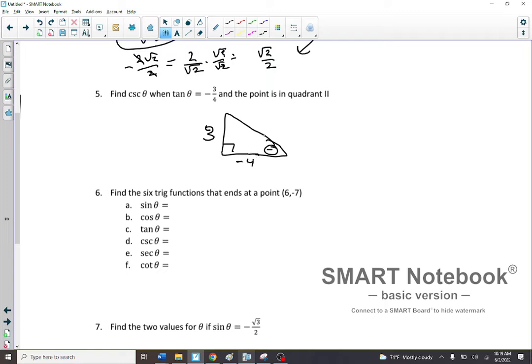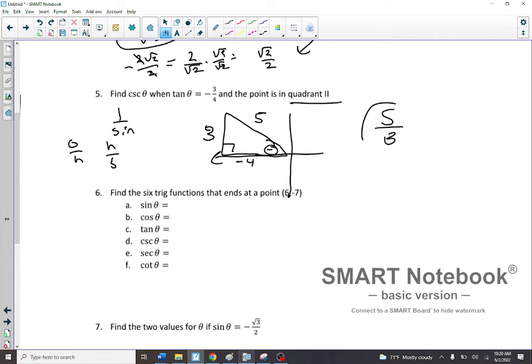Why is the bottom the one that's negative? You're in the second quadrant, so I'm going to the left here. Then you would want to find the hypotenuse, which is 5. So then, we're going to do cosecant. That's going to be 1 over sine. And if we know SOHCAHTOA, sine is opposite over hypotenuse. So cosecant must be hypotenuse over opposite. So it's going to be 5 over 3.